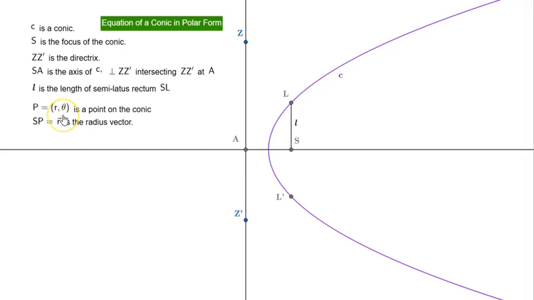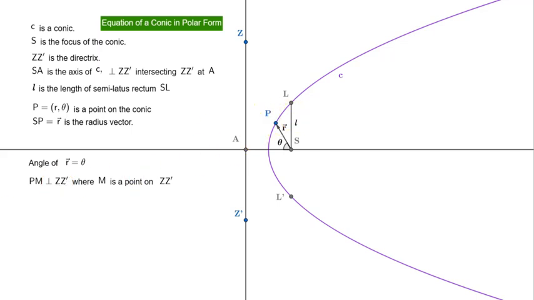Now P, let's take a random point on the conic. So SP is the radius vector. Here S is the origin or the pole. So let's draw the radius vector r. Now the angle of the radius vector with respect to the axis is theta. So let's mark theta.